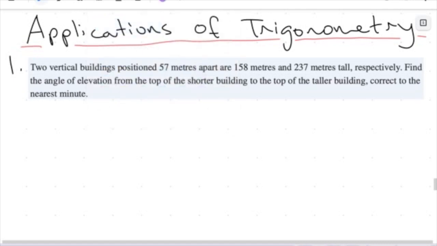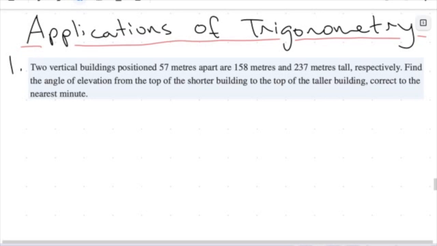So like with all worded questions, we want to underline all of the important bits of information because we want to make this little few sentences here into a picture that we can solve. We want to make this look like some kind of right angle triangle that we can use trigonometry to solve. So let's start by highlighting the key points.